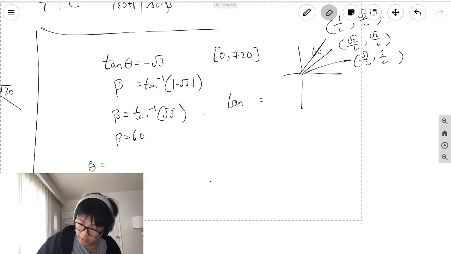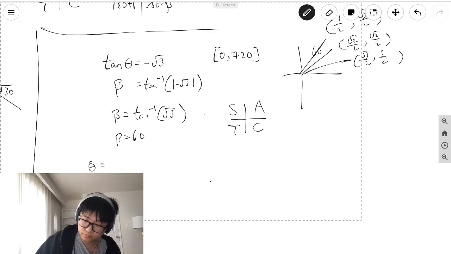It'll be 180 plus. So let's see. How do I label this? CAST, right? So which 2 quadrants am I looking for? I'm not looking for this one because it's tan. I'm looking for these 2 because those 2 are where tan is negative.